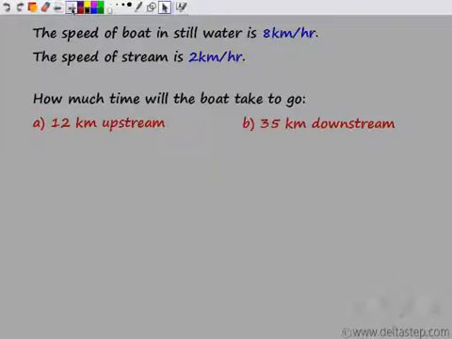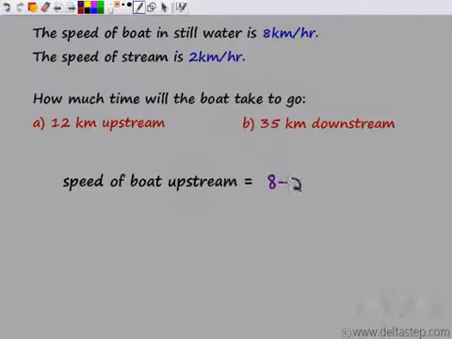So the speed upstream would be when you're moving against the stream. You're moving against the stream, it would take you more time, that is the difference of speeds. So here the speed upstream would be the difference of the two, which is 8 minus 2. So the speed upstream is 6 kilometers per hour.